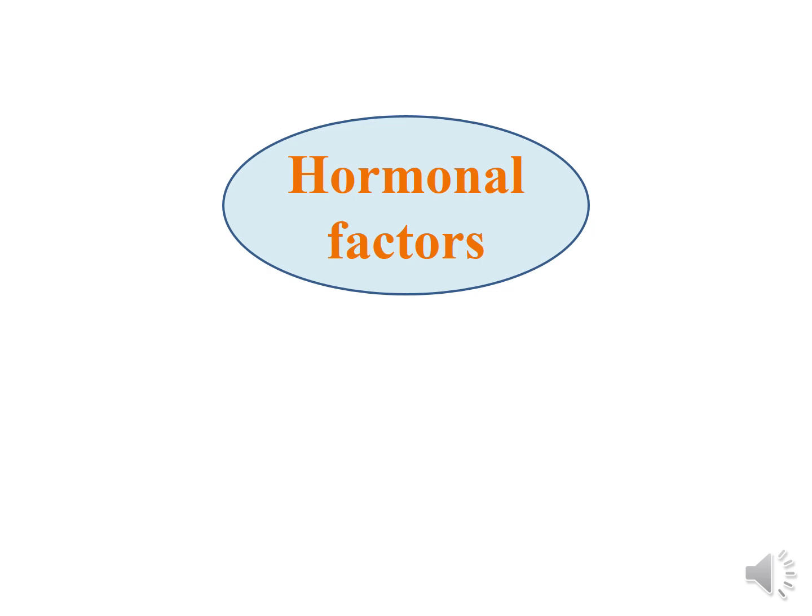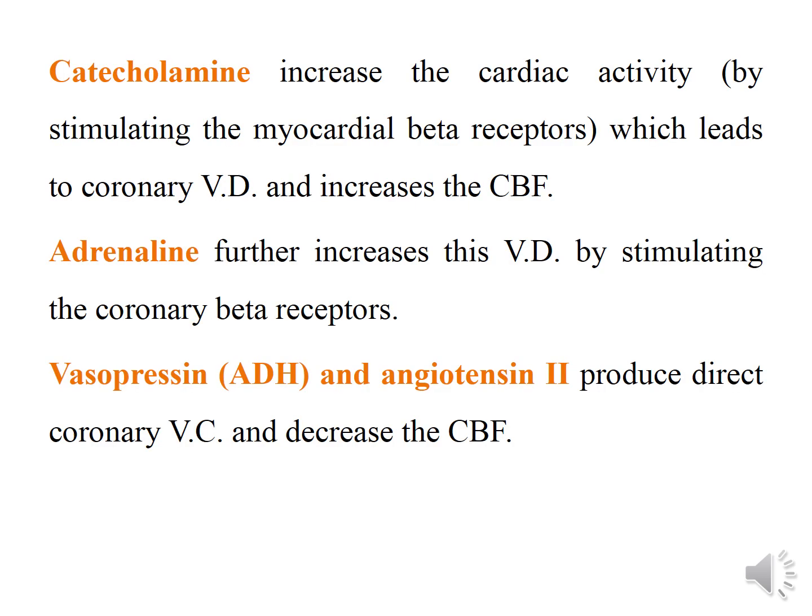What about the hormonal factors affecting coronary blood flow? Catecholamines, adrenaline, vasopressin, angiotensin 2. Catecholamines increase the cardiac activity by stimulating myocardial beta receptors, which leads to coronary vasodilation and increases the coronary blood flow. Adrenaline increases this vasodilation by stimulating coronary beta receptors. Vasopressin, antidiuretic hormone, and angiotensin 2 produce direct coronary vasoconstriction and decrease coronary blood flow.